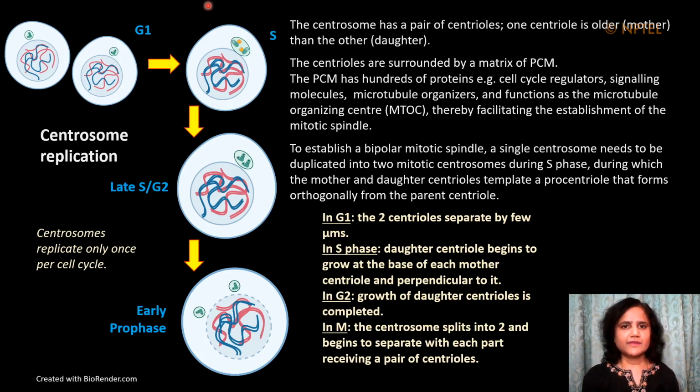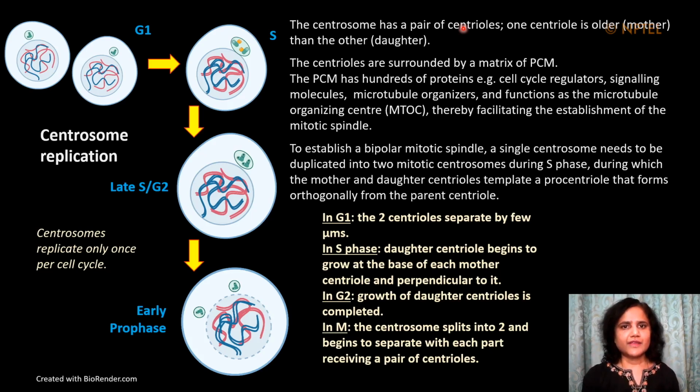Now the steps in the centrosome duplication cycle are that in G1, the two centrioles, which are shown here very close to each other, separate by a few microns or so. And in S phase, the daughter centrioles, these yellow structures over here, begin to grow at the base of each centriole, and these daughter centrioles are perpendicular to the original mother centriole.